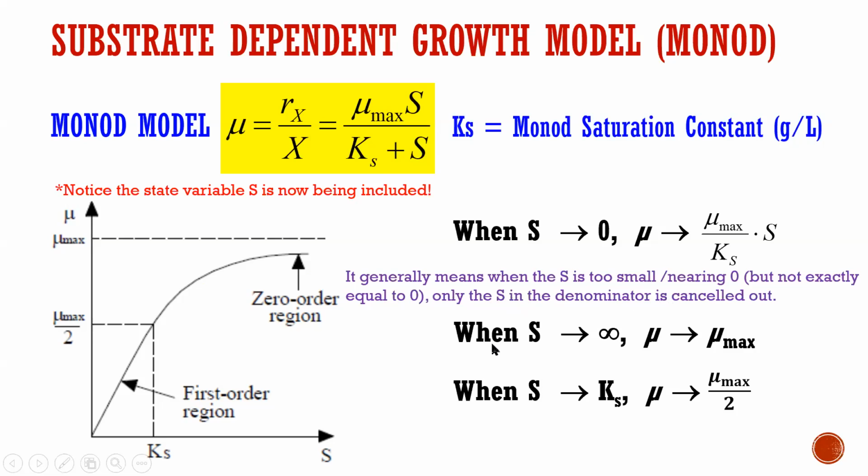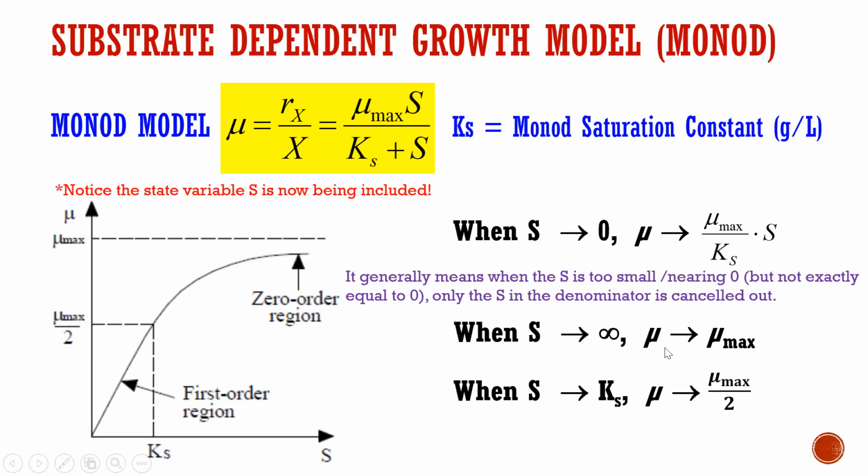Now we move to the second part. When S is nearing infinity, meaning we have abundance of substrate, no limitation, the equation mu equal to mu max S divided by Ks plus S will now become mu equal to mu max, to behave like the Malthusian model.